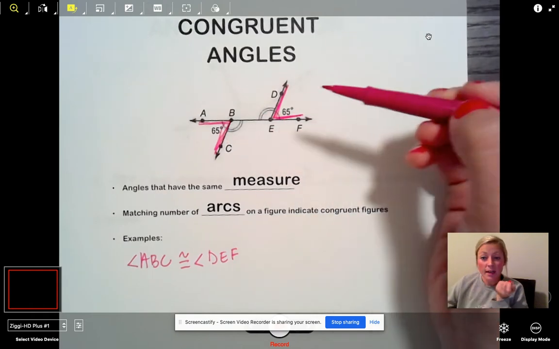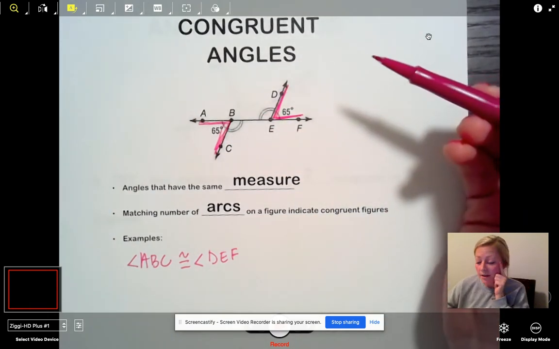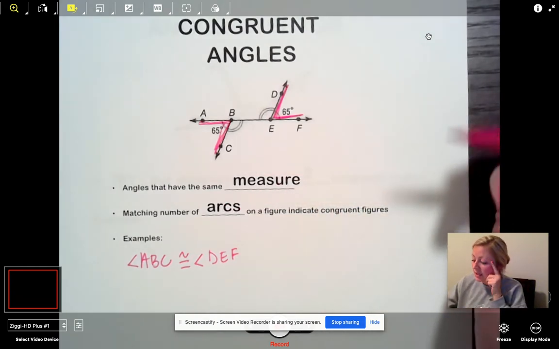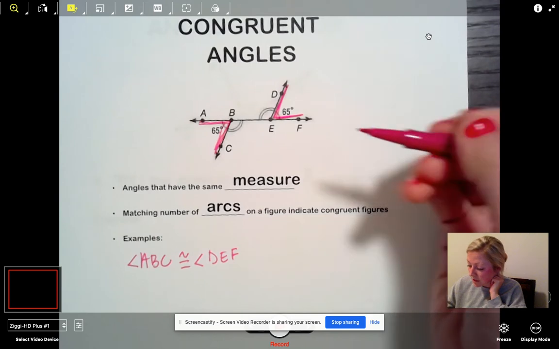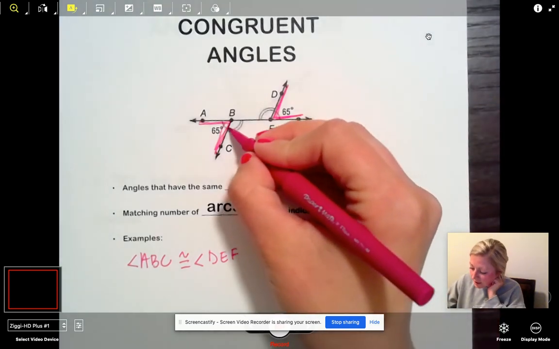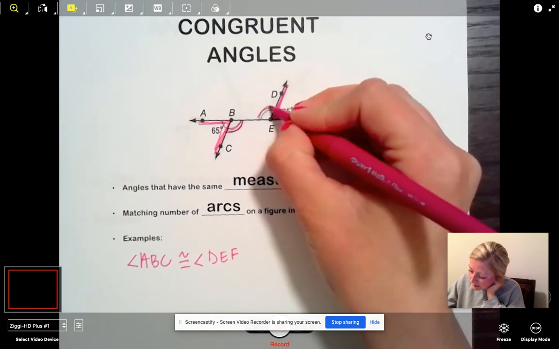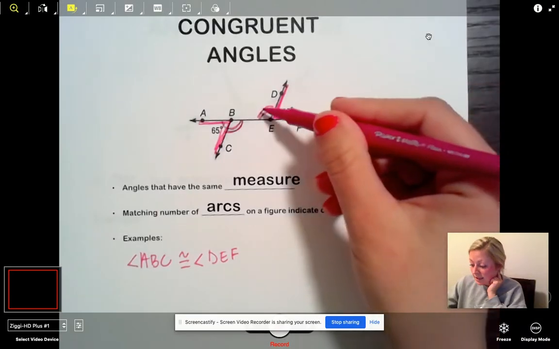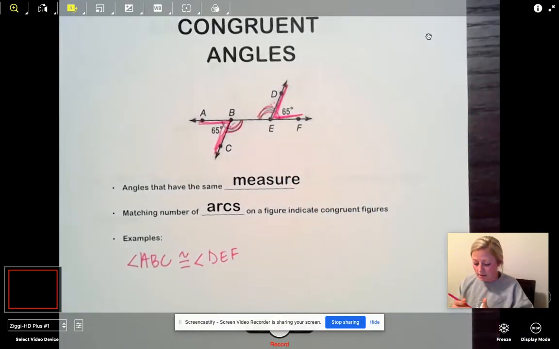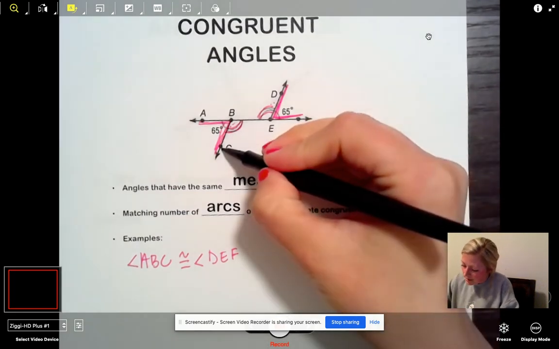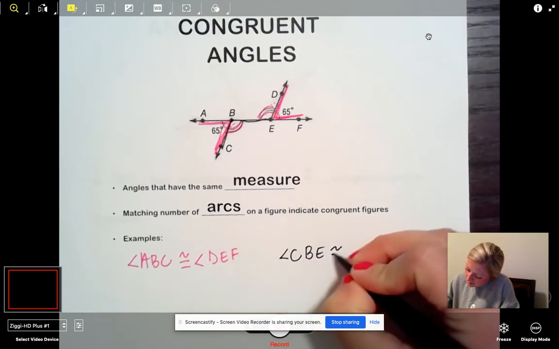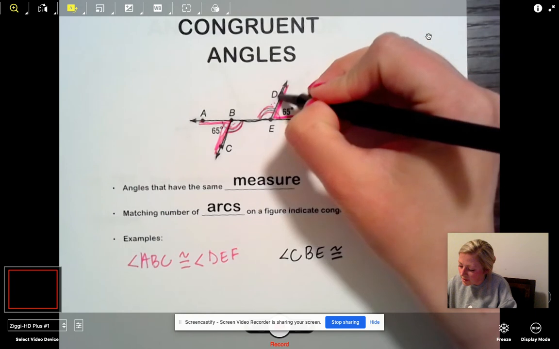So it can either have a number, the degree measure, to tell you if they're congruent, or there could be a number of arcs on a figure to indicate congruent angles. So do you guys see how this angle right here has 2 archy marks and this angle here has 2 archy marks? Since they both have the same number of arcs, they're telling us that these 2 angles are equal. So if we wanted to trace those out for an example, that would be angle CBE. Angle CBE is congruent to angle, now trace this guy out, DEB.